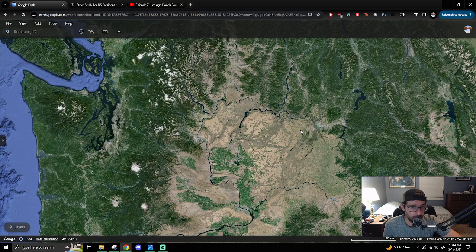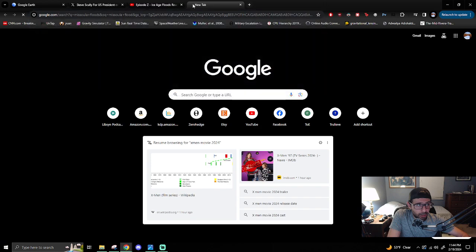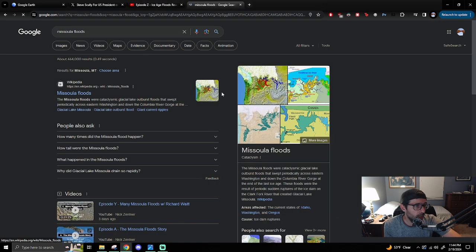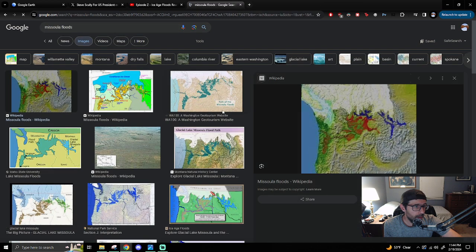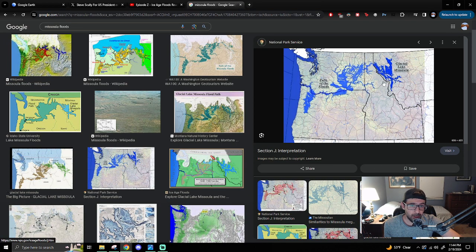floods in this area that are, like if we go to Missoula flood. Like, they're basically related to waters in glacial Lake Missoula that then flow out of Montana westward into the area in question.